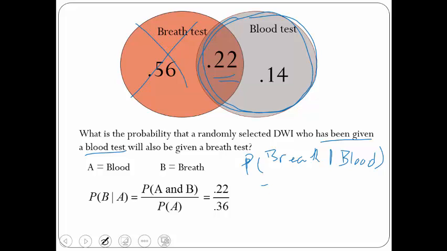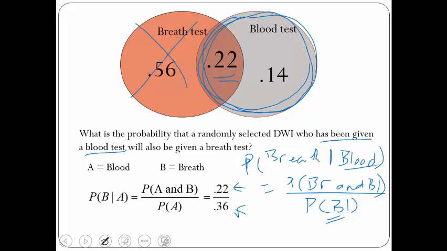So if we want to break this down, I see I've got A's and B's there. So this would turn into P(breath and blood) over the probability of just blood. Remember, the second one is the one that goes in the denominator here. And so that's where those numbers are coming from, right? 22% were given both. 36% of people were given a blood test, right? Its total was 36. So that's where that number is coming from. Do the calculations, you end up with 61% of those that have been given a blood test are also given a breath test.